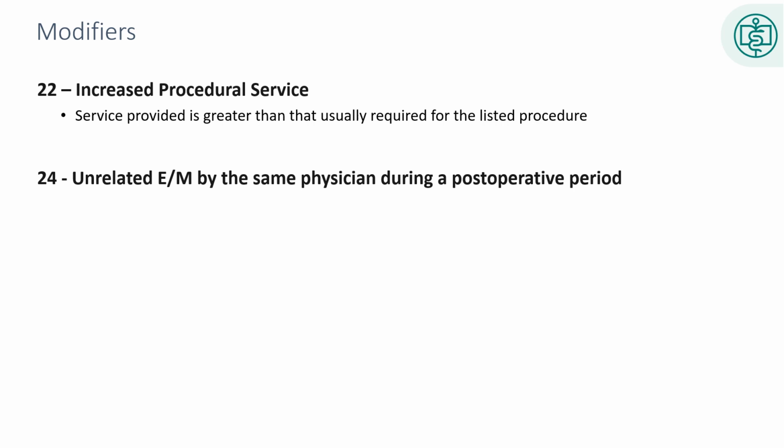Modifier 24 is related to an evaluation and management service provided to a patient by the same physician during the postoperative period for a service completely unrelated to the surgery. For example, a patient has surgery on her right knee. On day 32 of the postoperative period, the patient injures their wrist and returns to the orthopedic surgeon. Since the patient is already in a global period for the knee, during which additional office visits are not billable if related to the surgery, the orthopedic surgeon would append Modifier 24 to the evaluation and management to indicate that this visit was related to something other than the knee surgery.